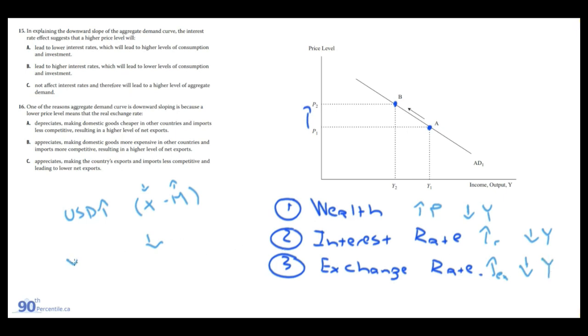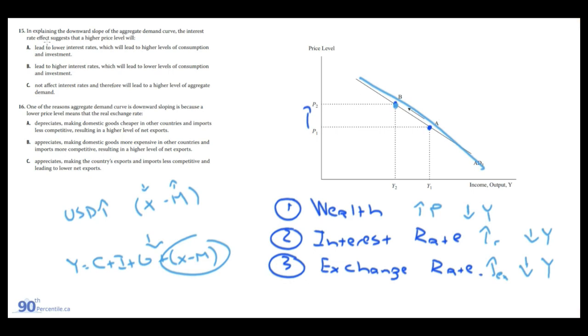Because you remember the formula that we've used a couple times now, where output or GDP is C plus I plus G plus X minus M. So if this term decreases, then output is decreasing. So the way to think about this is how an increase in either price, an increase in interest rates, or an increase in exchange rates always leads to a decrease in output. And then the vice versa is obviously true, right? So all of this is saying that due to the wealth effect, interest rate effect, and exchange rate effect, the aggregate demand curve is downward sloping.